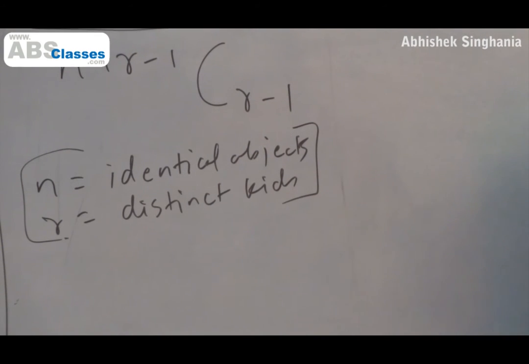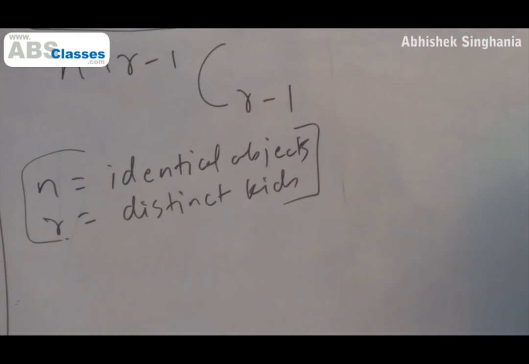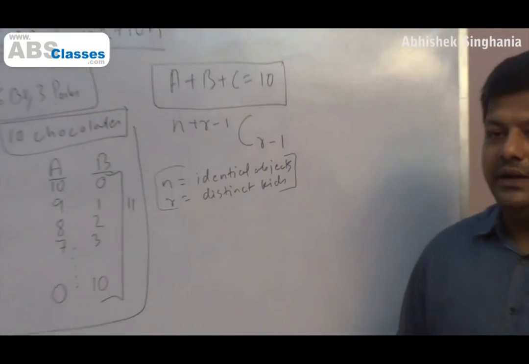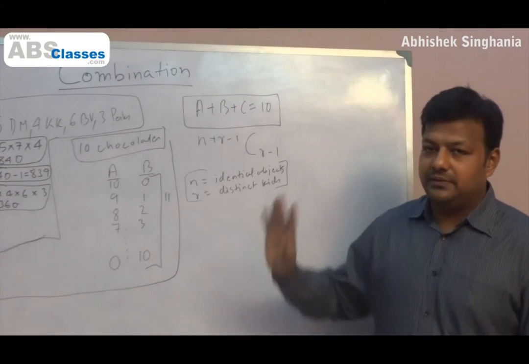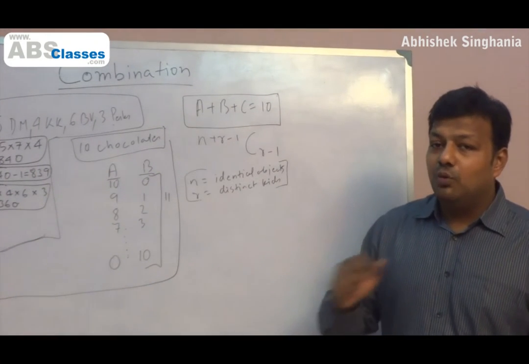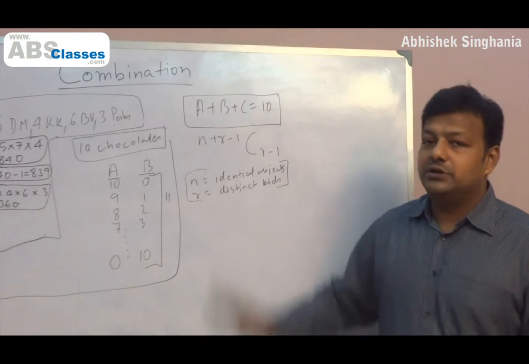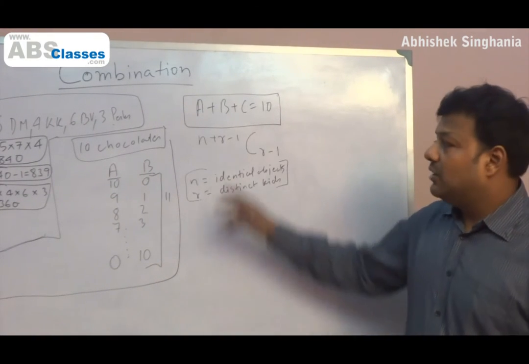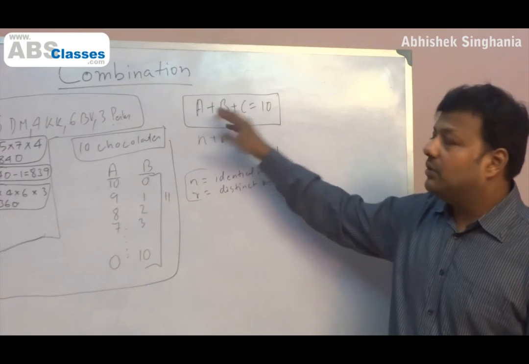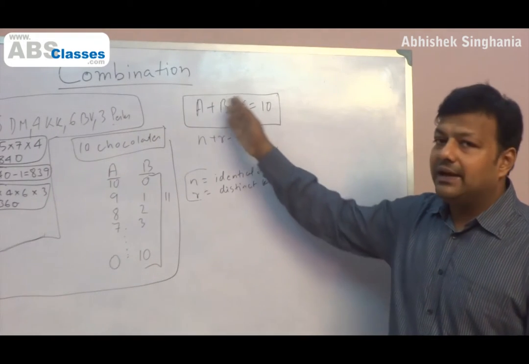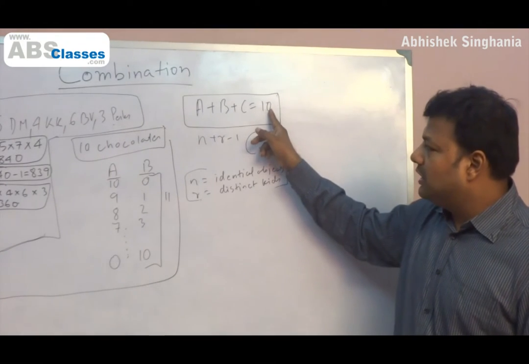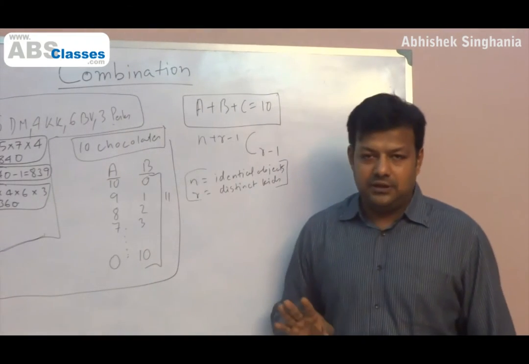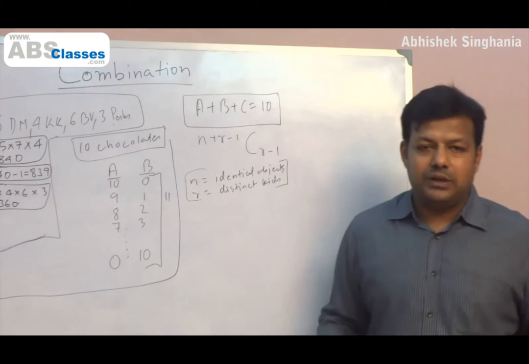There is only one problem, or you can say condition, of this formula. The formula works when the decision maker, me or you, has the power, the right, the entitlement to give 0 chocolates to any kid. Which means no one can stop me from giving 0 chocolates to this kid. So if I want, I can give 0 to A, or if I want, I can give 0 to C. Obviously I can't give 0 to all 3, because my primary objective is to ensure that 10 is distributed amongst these 3. So 10 has to go to them.